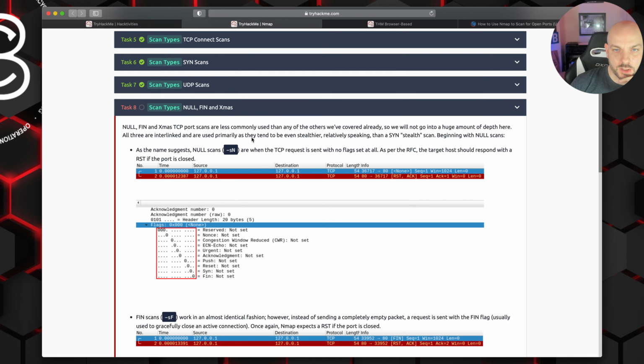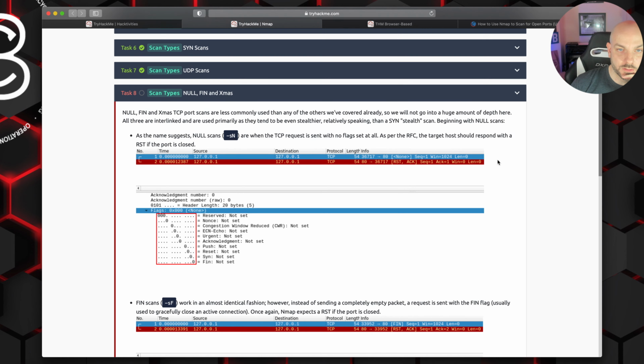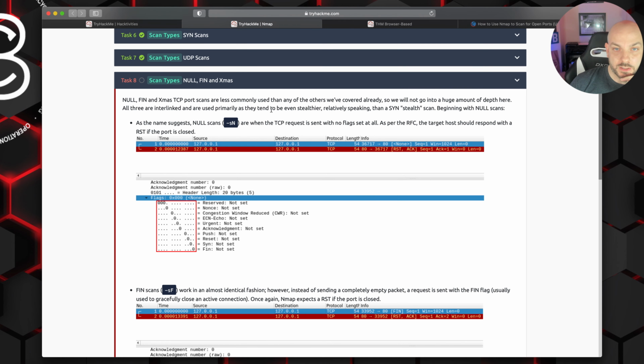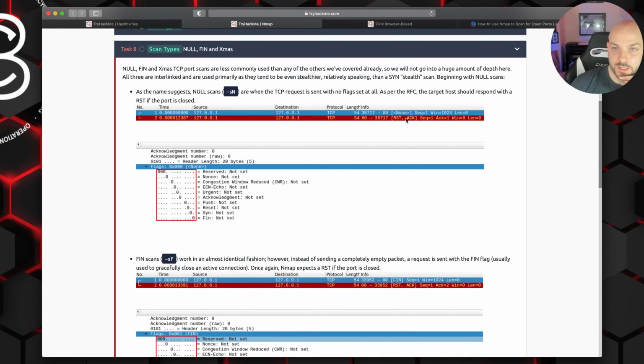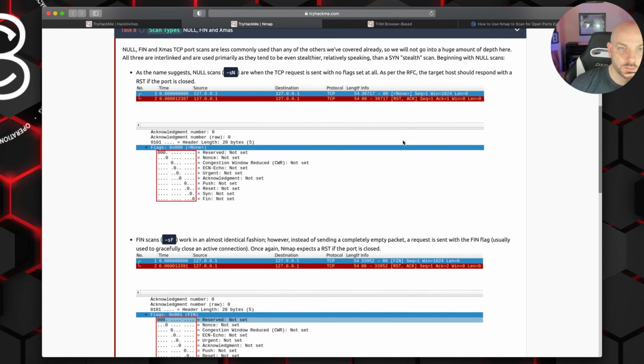So these are some of the less common scans: the Null, the FIN, and the Christmas. They're interlinked. They tend to be stealthier, more stealthy than a SYN stealth scan, or the half-open scan that we talked about above. Null scans send a TCP request with no flags, and we expect to get a reset if the port is closed.